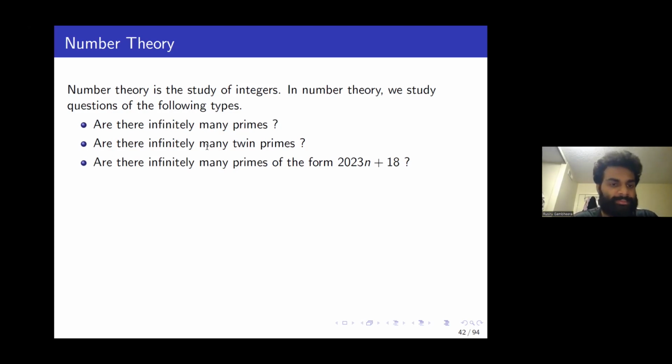Are there infinitely many primes of the form 2023n plus 18? The answer to this is yes. There's nothing special about these numbers 2023 and 18. I just put them because it's today's date and the year. The only condition is these two numbers 2023 and 18 should not have any common factors. If they don't have any common factors, it's guaranteed that there are infinitely many primes of this type.